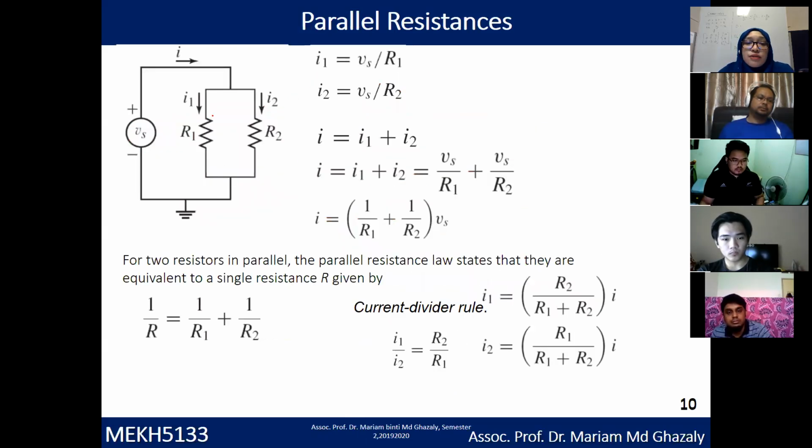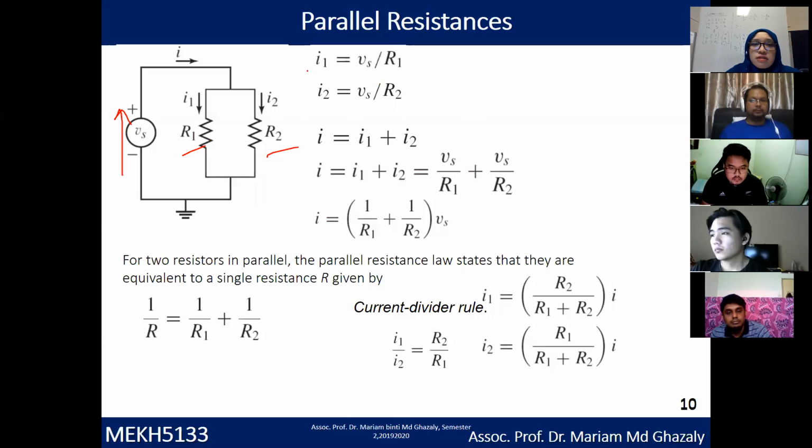Okay, so next we go to parallel resistance. This is similar to yesterday's class for mechanical, where we looked at different examples when you have a spring in series and a spring in parallel. So similar to that, we have the parallel resistance. You have the voltage source, and you have R1, R2 in parallel. So you get the value for I1 and I2. I1 is Vs over R1, I2 is Vs over R2.